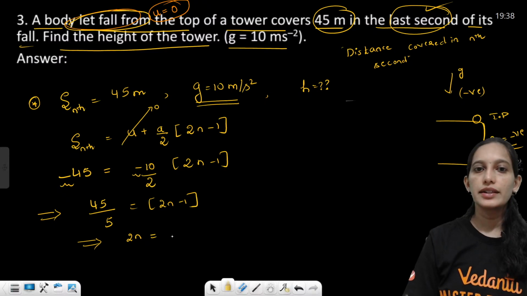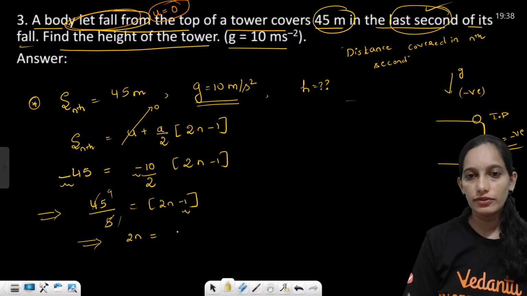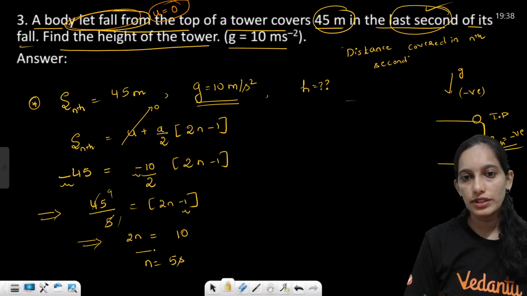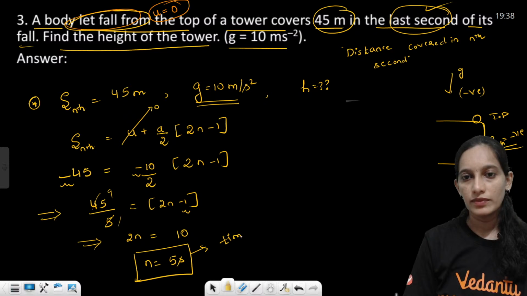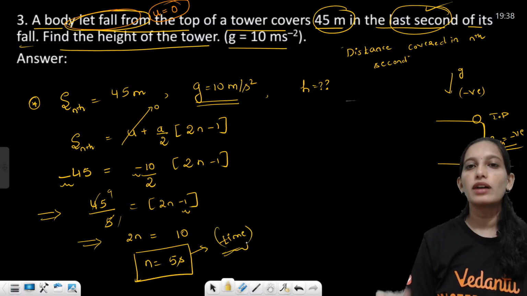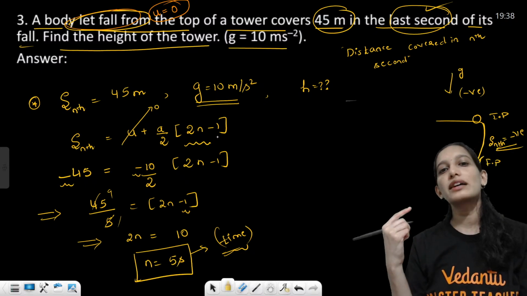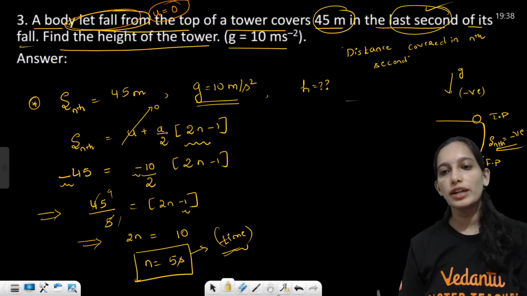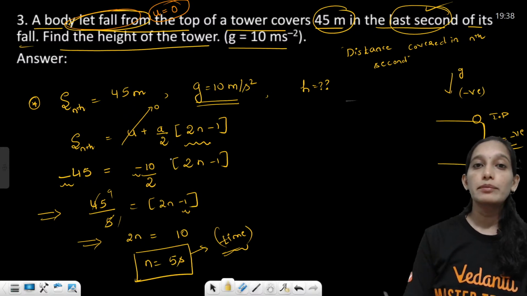So 2n is equal to, 5 nines are 45, and here is 1 minus 1, if it goes to the other side we get 10, or we get n is equal to 5 seconds. So here n means time. If you are not comfortable with the n notation, you can just rewrite this formula as u plus a by 2 into 2t minus 1, also you can use. So the total time duration we got.